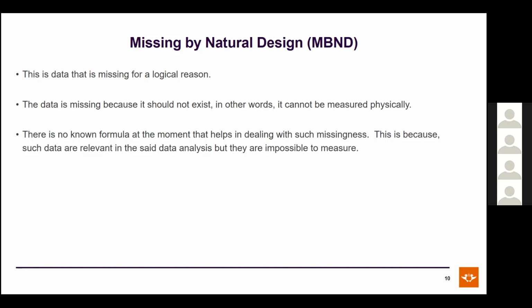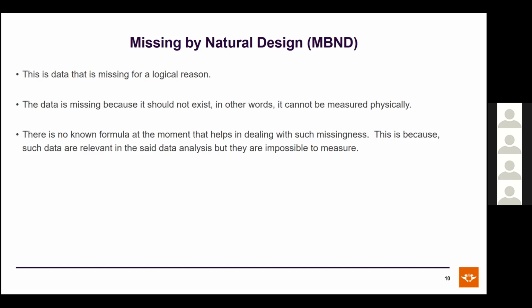Probably not impossible, but it sounds difficult. If it wasn't meant to exist, then how do you impute such missing information? Especially if it cannot be measured physically. How do you impute such information for something that's not meant to exist?